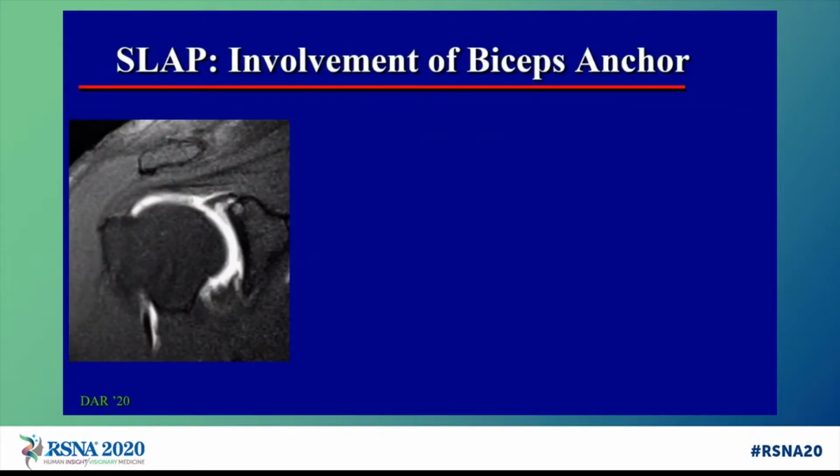Now, I said that there are several different subtypes, and you can try to determine which you're looking at on your images, but what your surgeons really want to know is yes or no, is the biceps anchor involved, because that's what's going to determine treatment. So in a case like this, it's very easy to say, yes, that tear clearly involves the biceps anchor.